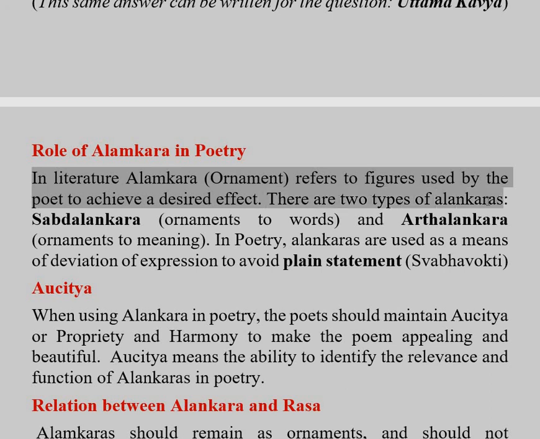There are two types of Alankaras: Shabda Alankara, ornaments to words, and Artha Alankara, ornaments to meaning. In poetry, Alankaras are used as a means of deviation of expression. Deviation means not direct, it is somewhat turned to a different direction. Not a direct expression, but indirect expression. In poetry, Alankaras are used as a means of indirect expression or deviation of expression. Why is this indirect expression used? It is to avoid plain statement.